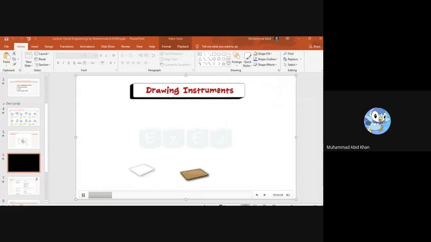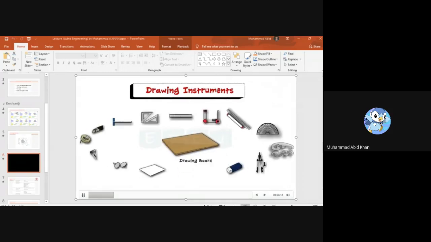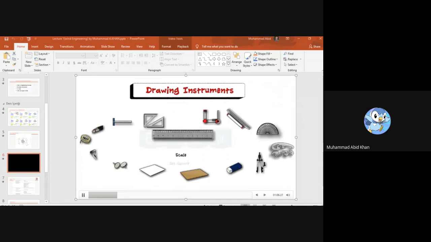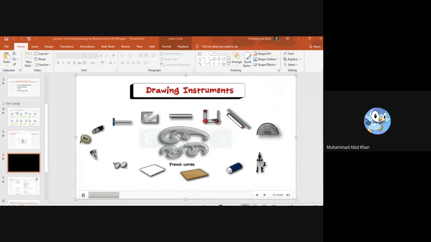Let us see different drawing instruments used in engineering drawing. In this we have a drawing board, drawing paper, pens, clips, or adhesive tapes, pencils, T-square, set square, scale, drafter, roller scale, protractor, French curves, compass, and eraser.